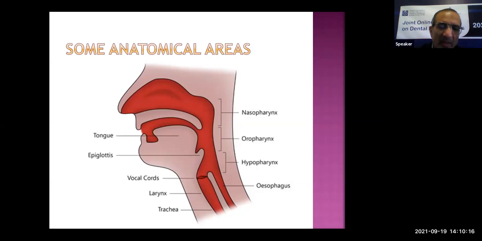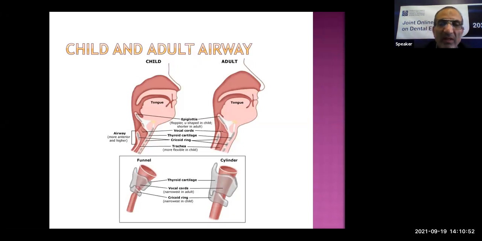Okay, this slide shows the vital organs in the head and neck. After the material falls into the hypopharynx and oropharynx, it can go to the esophagus or into the trachea. There are some differences between the child and adult, as you can see in this slide. The pharynx in the child is higher, and the vocal cord and the trachea are funnel-shaped, which helps the material go to the trachea.